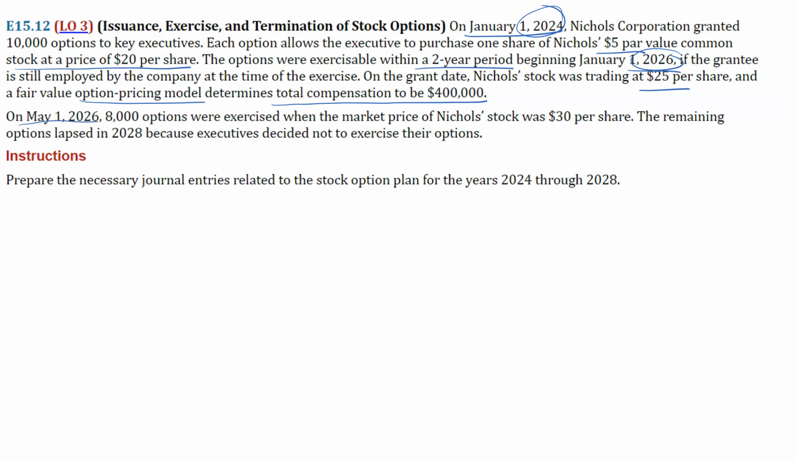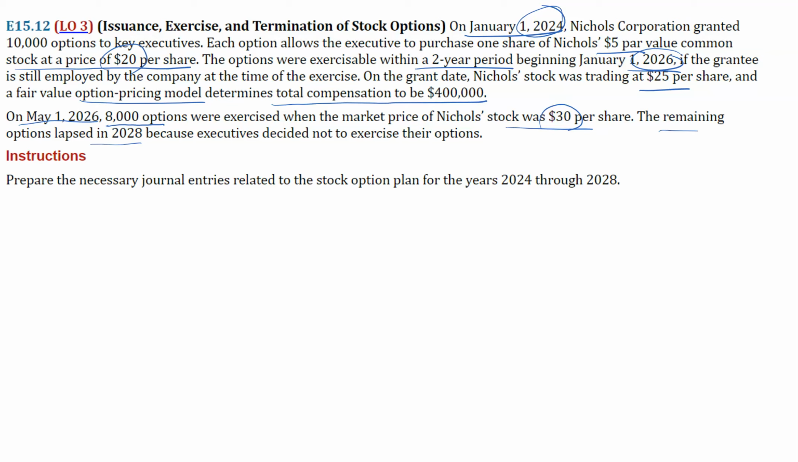Now after the service years, on May 1st, 2026, those executives exercised 8,000 options. That means they bought 8,000 shares at the $20 exercise price, and the stock has a $5 par value. At that time the stock was trading at $30 per share, which really makes sense: they can purchase the stock at a lower price and sell it at a higher price and make money. Now the remaining options lapsed in 2028 because those were not exercised.